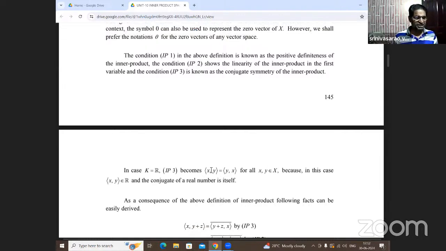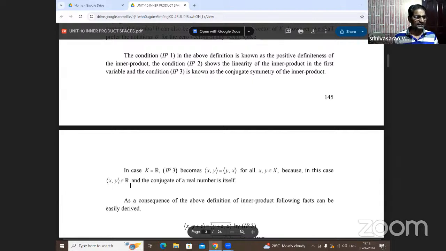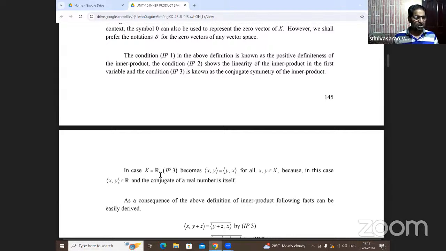Now, the IP3 condition means conjugate. Students, listen carefully, this is where the mistake happens. With the bar notation, conjugate symmetry says the inner product of x and y equals that of y and x. Without the conjugate, because here the field of elements is the real numbers, the conjugate is not necessary: the inner product of x and y equals the inner product of y and x, since it lies in the set of real numbers. This is the conjugate of a real number, with no bar notation. If the bar notation is present, it reads as the conjugate of the inner product of x and y, where the field is the complex numbers, equals the inner product of y and x.